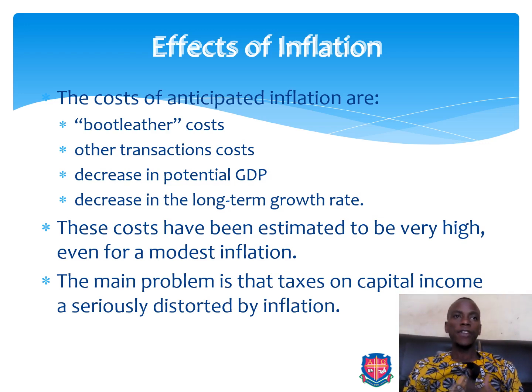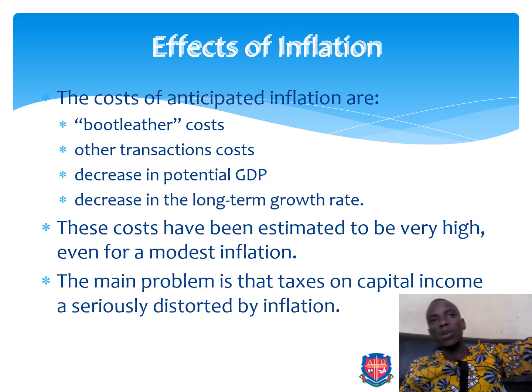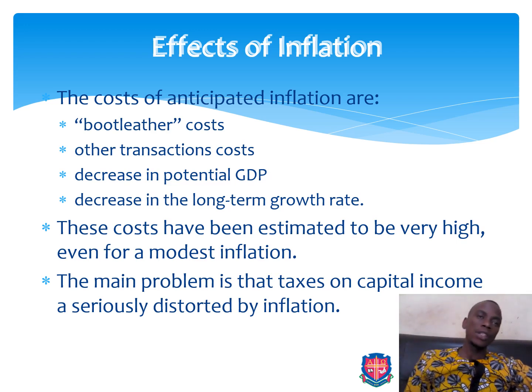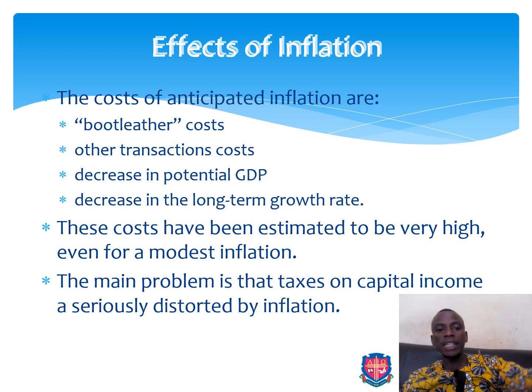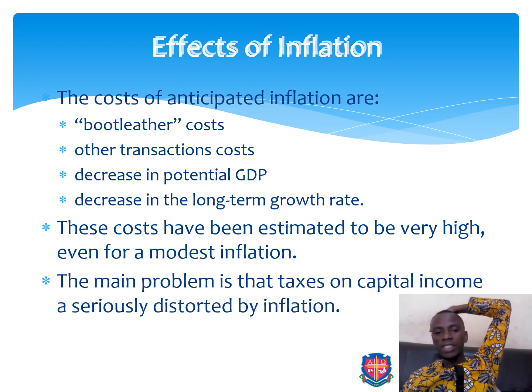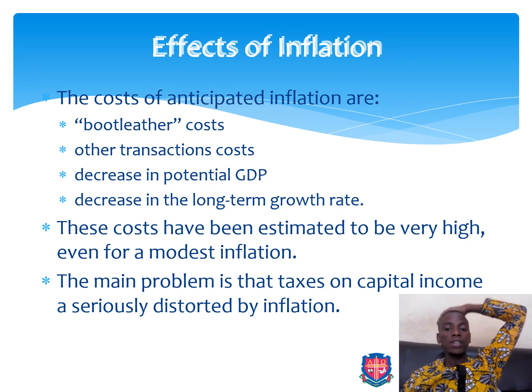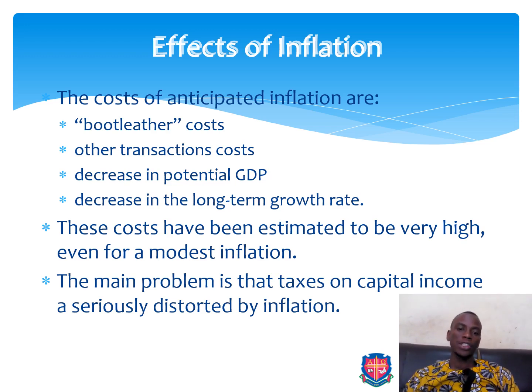That's the inflation they can predict. You can know that if this happens, the price will go up to this level. Yeah, it has shoe-leather costs, other transaction costs, a decrease in potential GDP, and a decrease in the long-term growth rate. These are some of the costs of anticipated inflation.